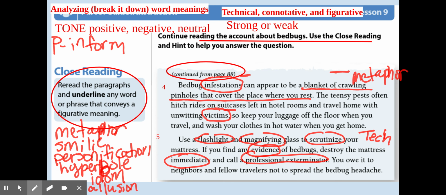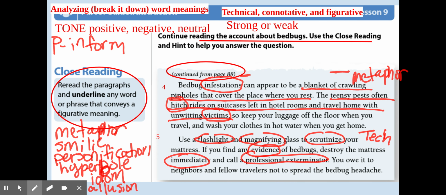All right. Then we've also got how these teensy pests often hitch rides on suitcases left in your hotel room and travel home with unwitting victims. That whole thing right there, using that hitch, there's always that thing that parents tell their kids to not pick up hitchhikers, because you never know if they're good people or not, or if it's safe to do, if it's dangerous. So using that makes these teensy pests seem like it's also a metaphor comparing the bed bugs to hitchhikers. So we are comparing those, and it makes it seem like the bed bugs are trying to just get you home and hurt you, like it's possible.